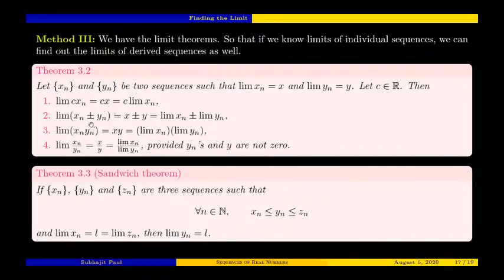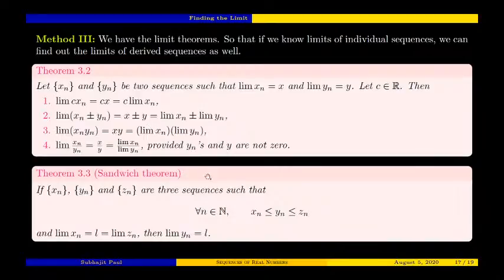If you choose xn to be n and yn to be minus n, then xn plus yn will be the constant sequence 0, but the individual sequences xn and yn do not converge. So this algebra of limits will not be possible in that case.